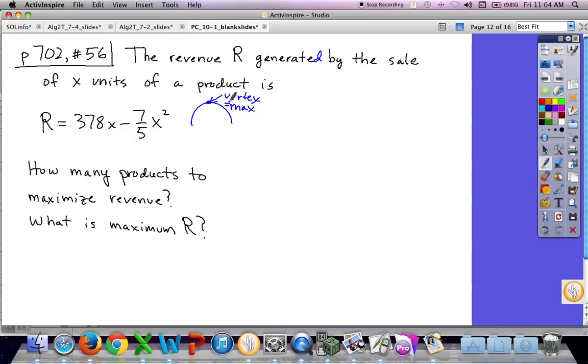So when it says how many products to maximize the revenue, and what is the maximum revenue, what are they asking you to find? Find the vertex. That's it. The whole thing is just find the vertex.